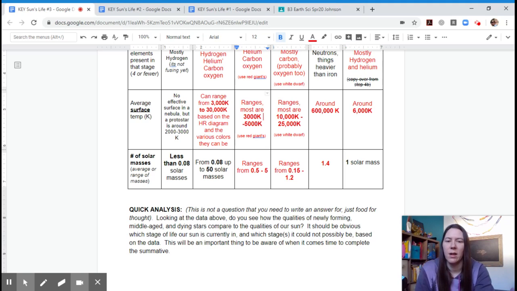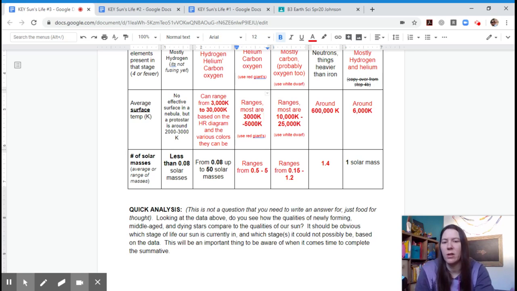Red giants, I know that they are big in terms of taking up space, but they're not very massive. They've swelled up. So 0.5 to 5. Some of you had, I think, like 1 to 10 solar masses. That's okay as well. The idea is that they should be less than 10 solar masses.